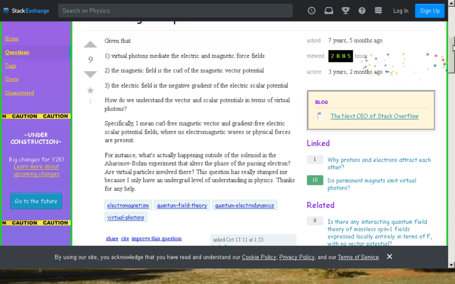Now here this guy says the magnetic field is the curl of the magnetic vector potential. The electric field is the negative gradient of the electric scalar potential. So there is scalar math involved here. How do we understand the vector and scalar potentials in terms of virtual photons?